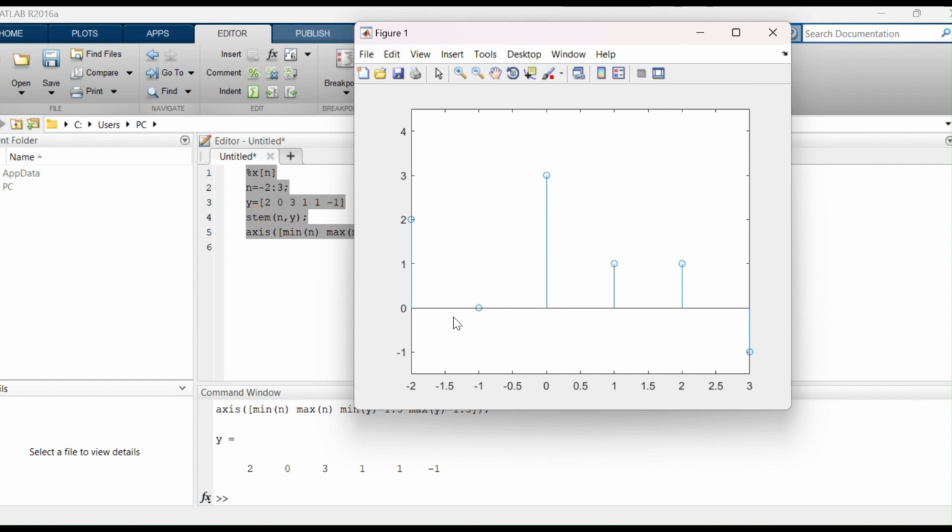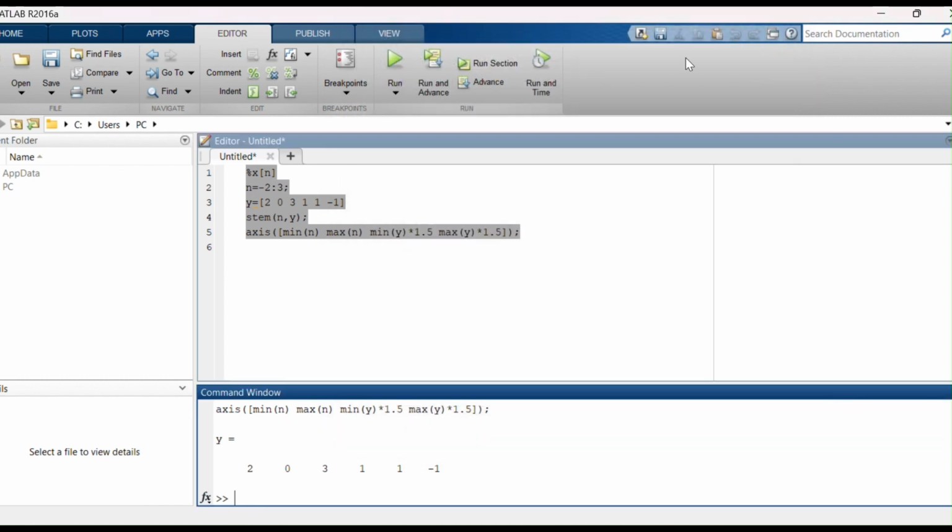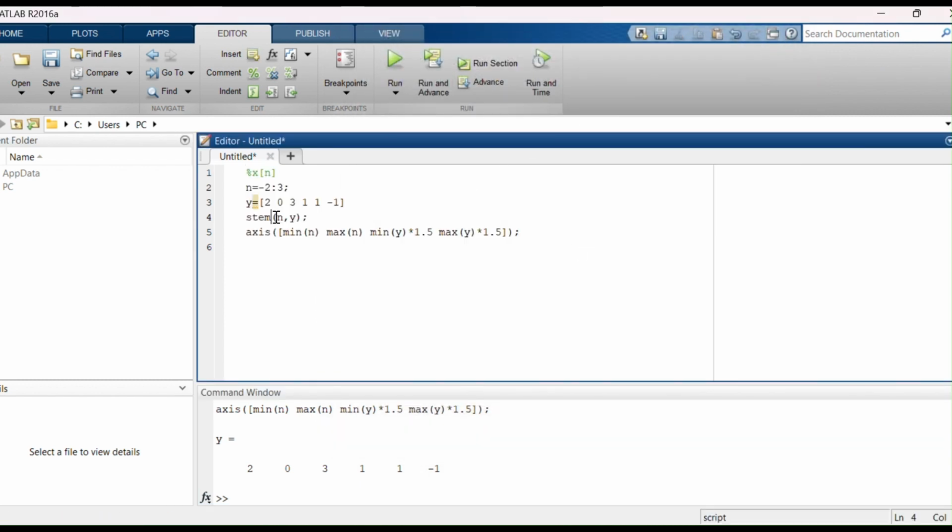So I want now this to be shifted to the right by 2. So how will we do it? Of course, we will make n plus 2, right? -2 plus 2, 0, and this all. Okay? So this is the x of n. Let's comment it.